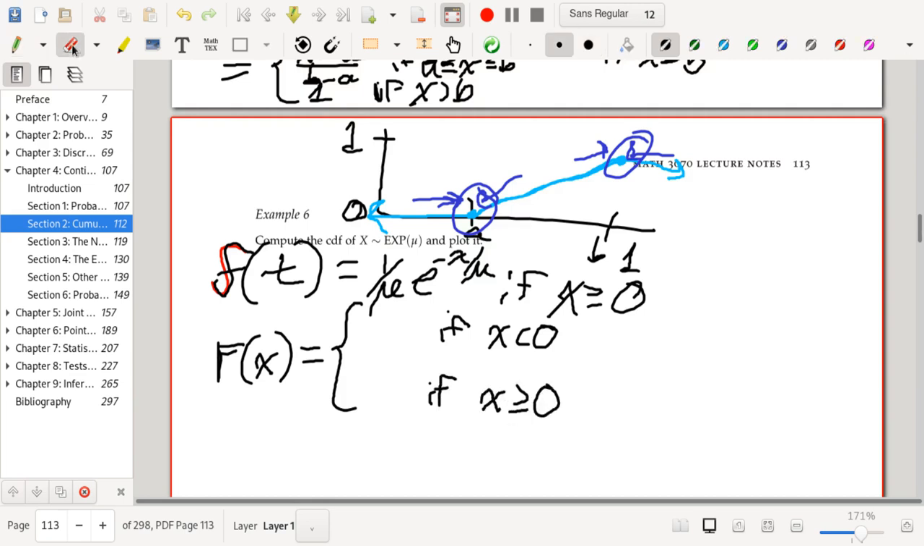Oh, my apologies. There, I wrote f of t, but I wrote x here. So let's change this to t. Okay, that's better. All right.